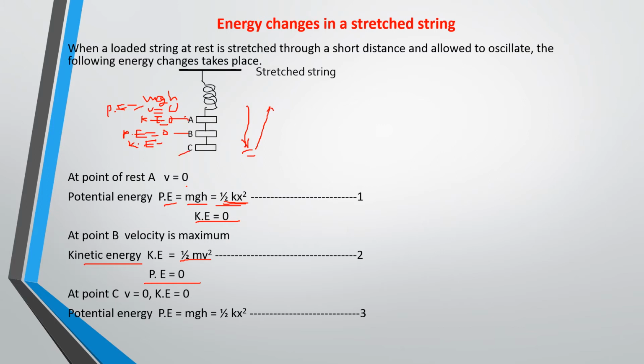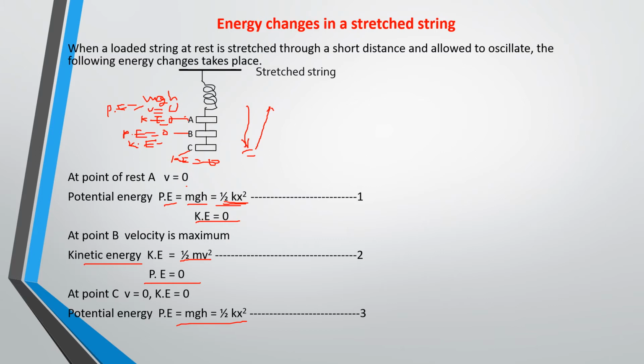Then at point C, kinetic energy is equal to 0 and potential energy is equal to mgh, and that is it here. Potential energy is equal to mgh.